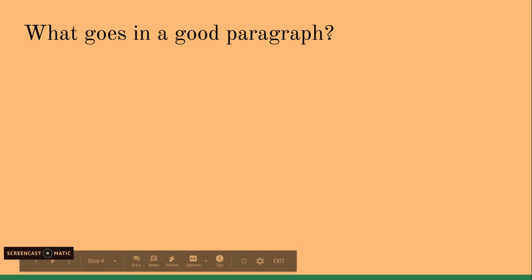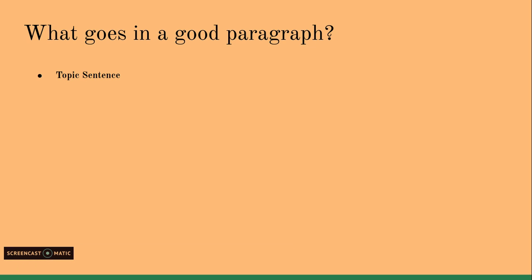So let's look at what goes into a good paragraph. Now this is going to be a bit of a review. But the first thing you need in a solid paragraph, and I'm going to look for these when I grade, is a topic sentence. A topic sentence is basically a thesis sentence. We've been over this before. It's the sentence that establishes the main topic of the paragraph, not of the paper, but of the paragraph.